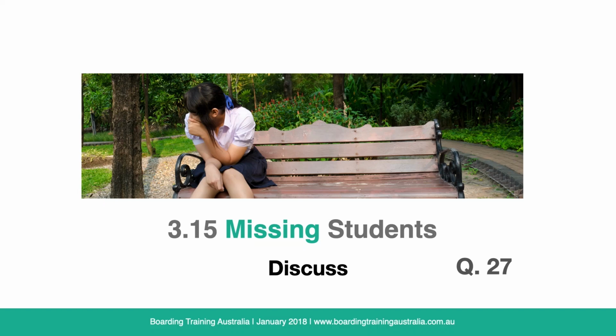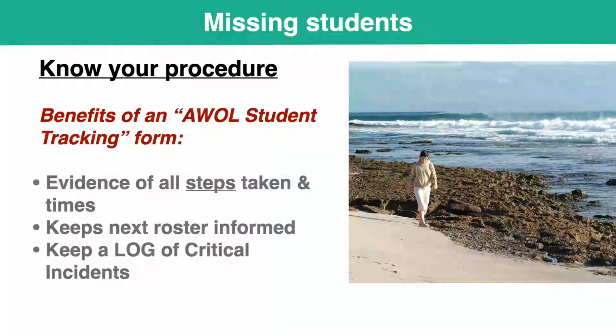So we'll talk about steps in that, but one of the ways you can prepare for this is to make sure that you've got a tracking form, so that on the tracking form you can actually list all the steps in the procedure. The benefits of having an AWOL student tracking form is that all staff can see and know the steps they have to take. It can be handed over. Once it's filled out, it can be handed over to the next roster that comes on if the student hasn't been found. And it becomes an important document.